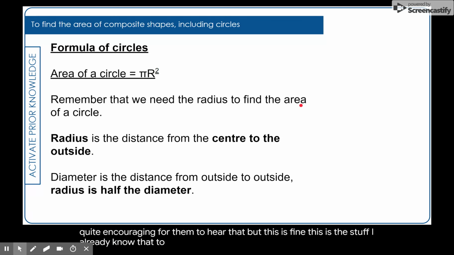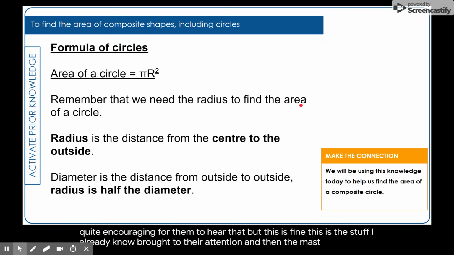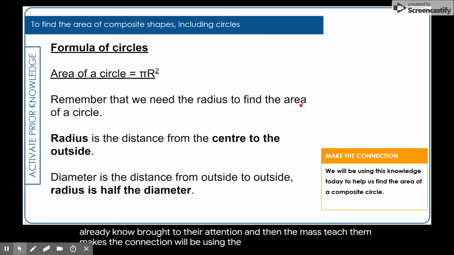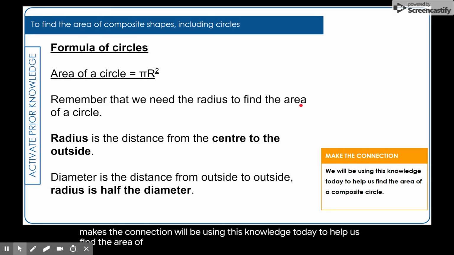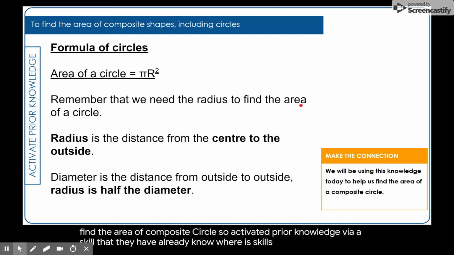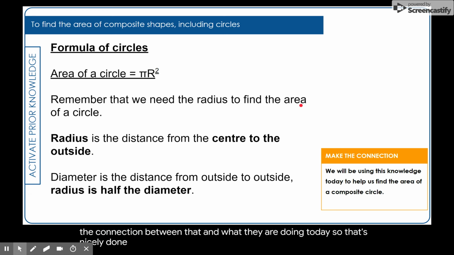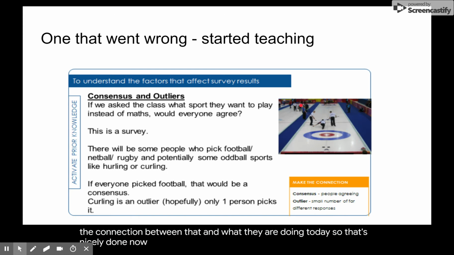Draw that to their attention, and then the maths teacher makes the connection. We'll be using this knowledge today to help us find the area of a composite circle. So activated prior knowledge via a skill that they already know, or a skill or skills, and then making the connection between that and what they are doing today. So that's nicely done. Now, there are things that go wrong when we are activating prior knowledge. There's common errors, if you like.